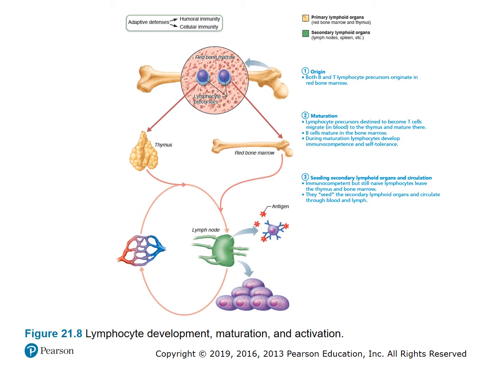Figure 21.8, seeding secondary lymphoid organs and circulation. So immunocompetent but still naive lymphocytes leave the thymus and bone marrow. They seed the secondary lymphoid organs and circulate through blood and lymph.